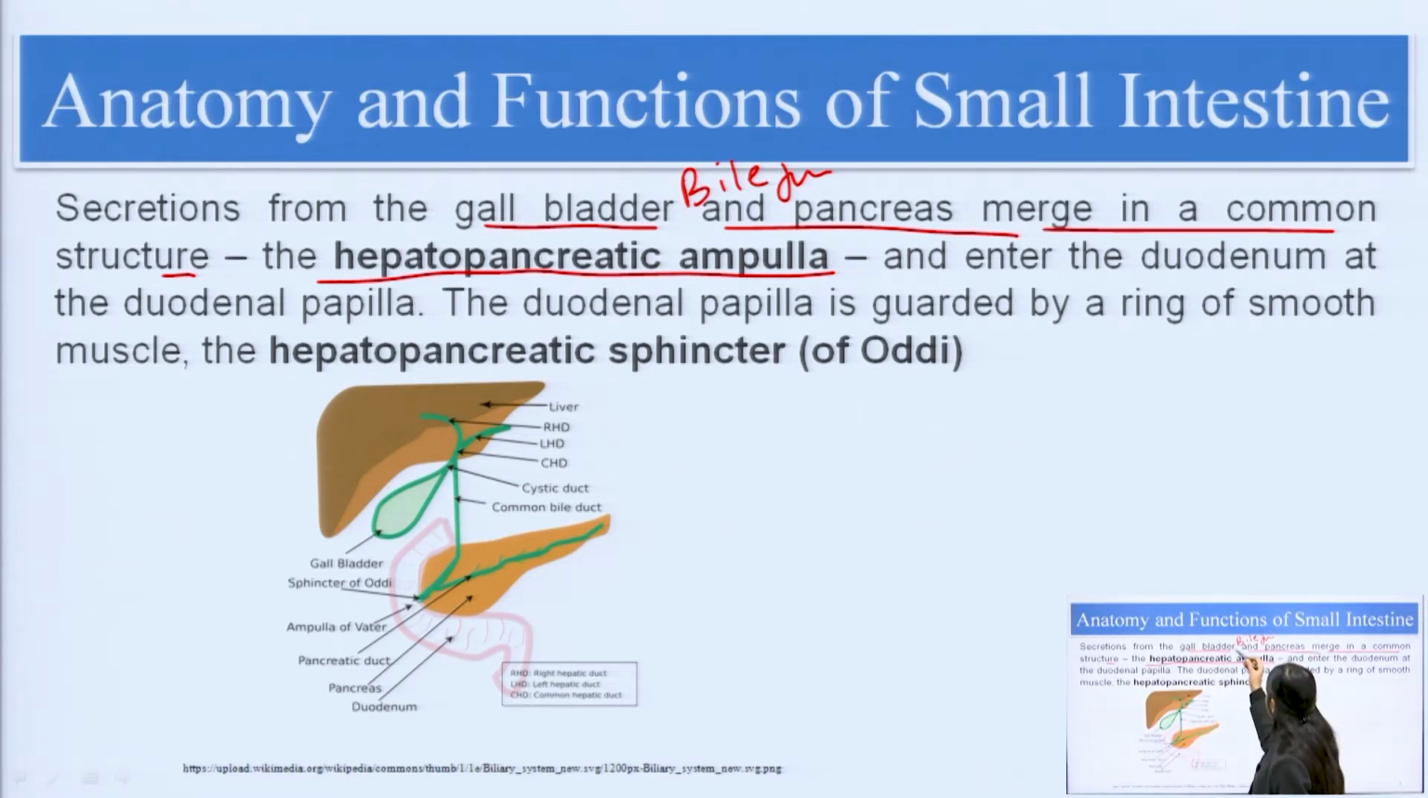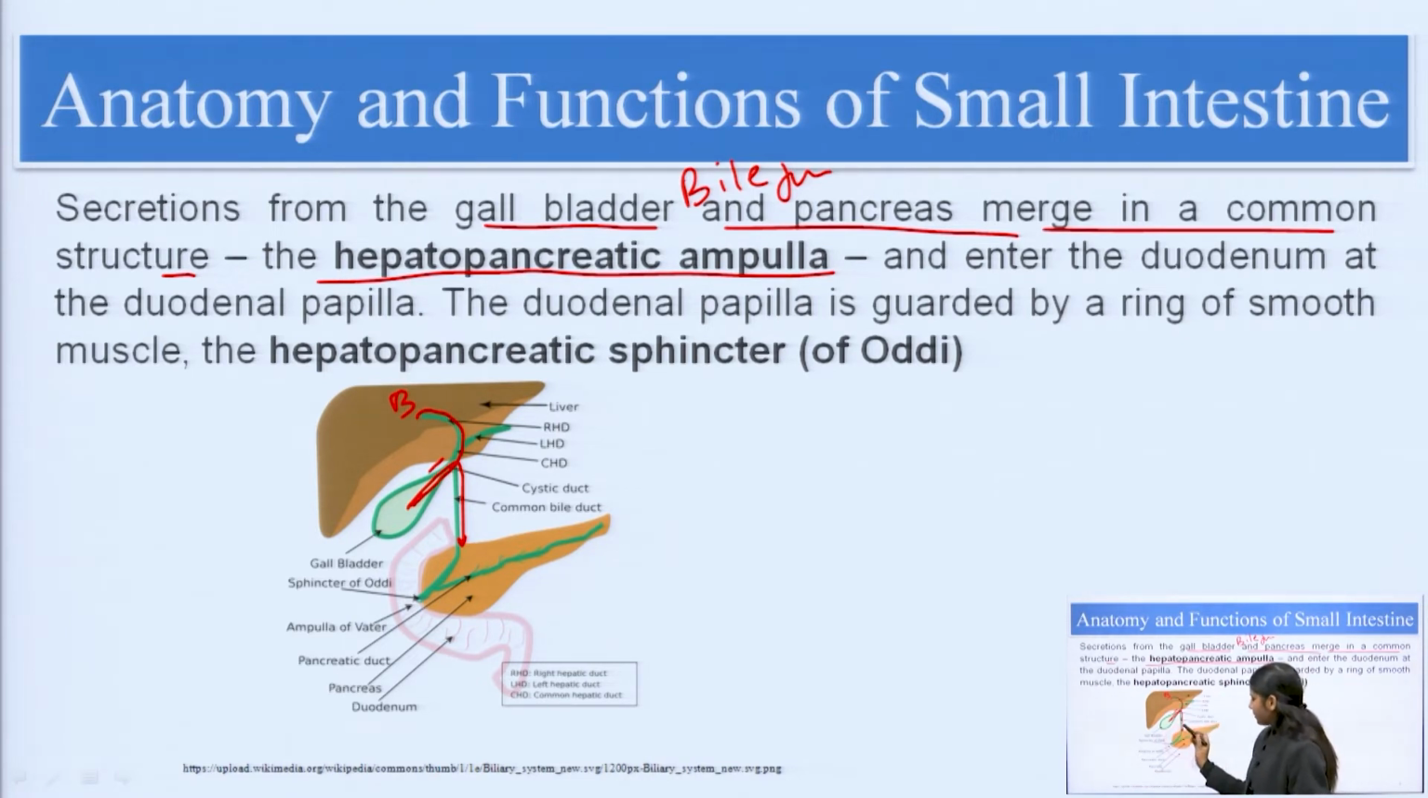Here we can see the secretions from the gallbladder, and there is a common cystic bile duct, so the bile juices come from this area. How is this bile formed? The bile is formed in the liver, this green structure, and it comes into the gallbladder, which is for storage. Basically, it stores the bile juices.